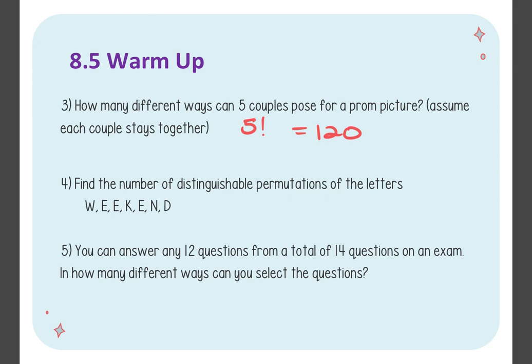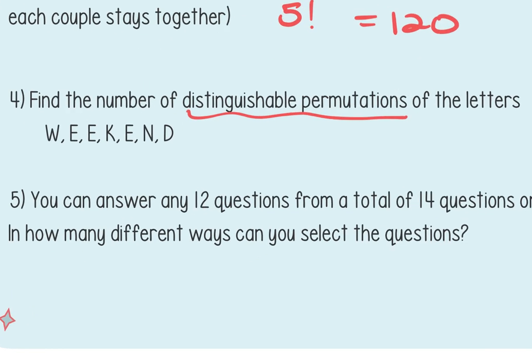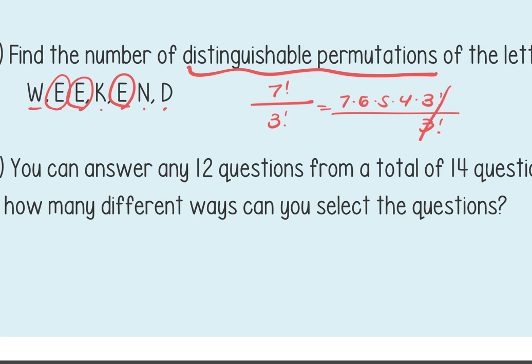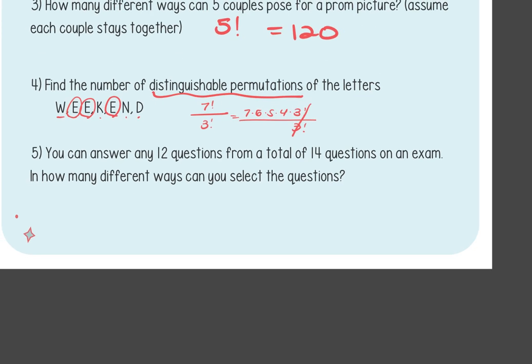Find the number of distinguishable permutations of the letters. Now we're looking for anything that's repeated. W does not repeat. E is there 3 times. K does not repeat. N does not repeat. And D does not repeat. There are 7 total in the beginning. The only one that repeats is E, and it's 3 times. So this would be 7, 6, 5, 4, 3 factorial over 3 factorial. And I get 7 times 6 times 5 times 4, which is 840.